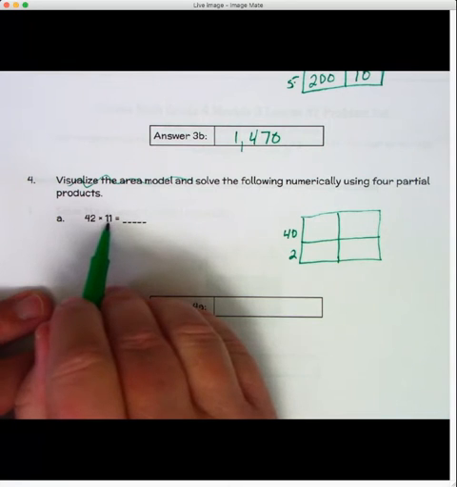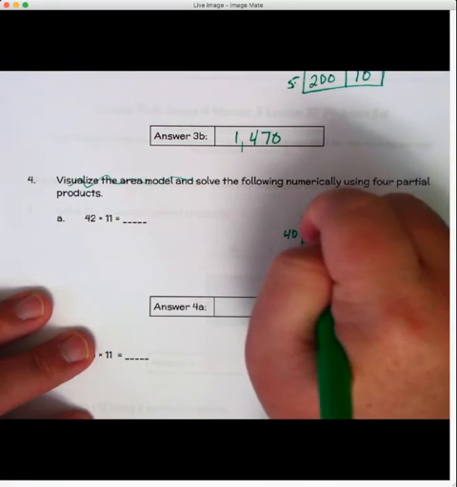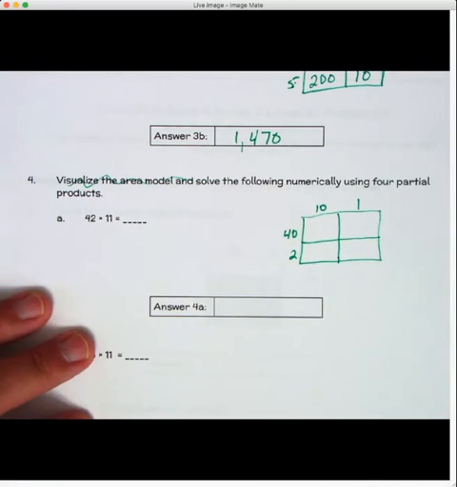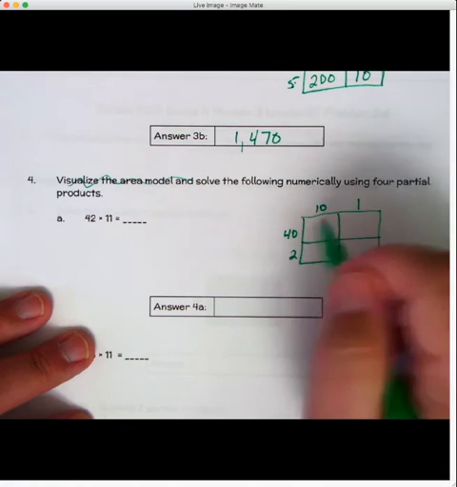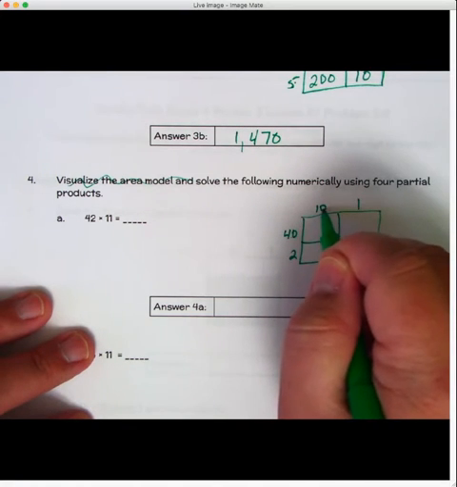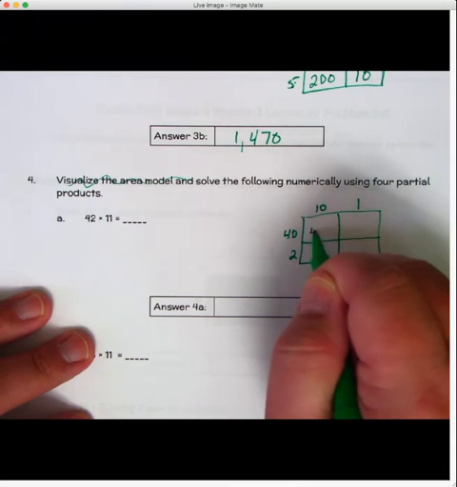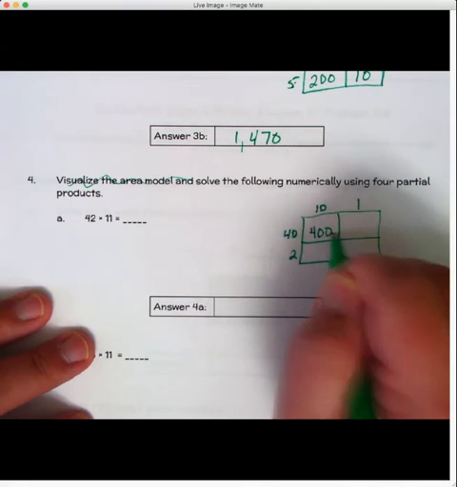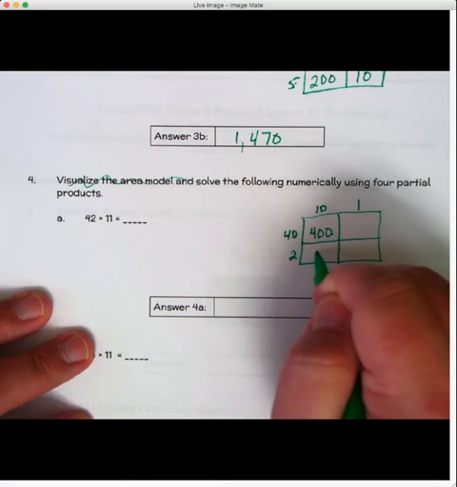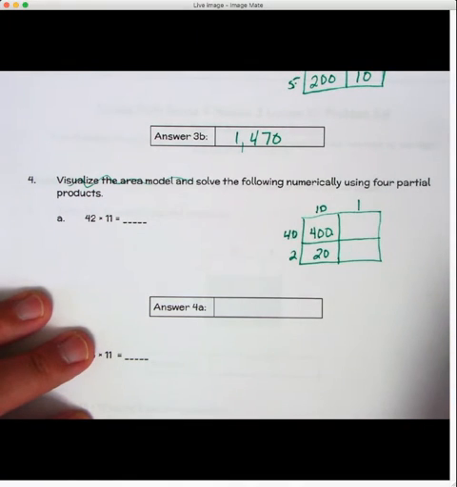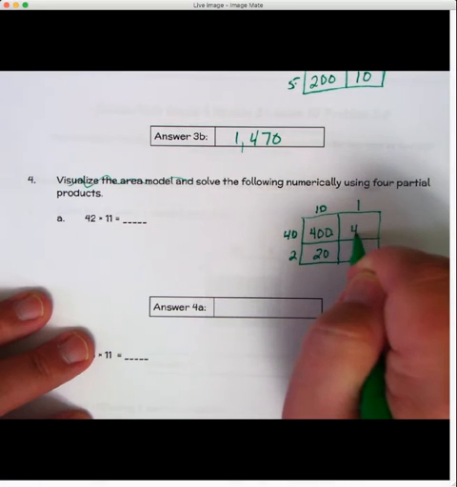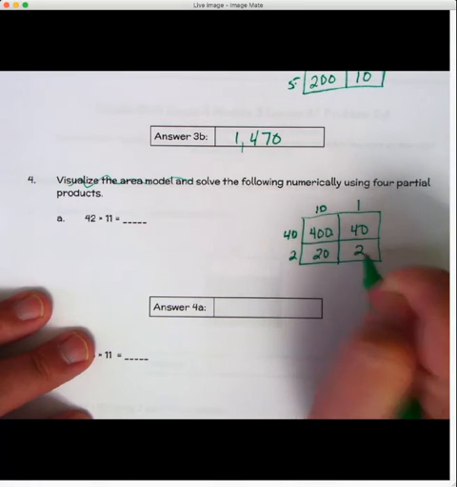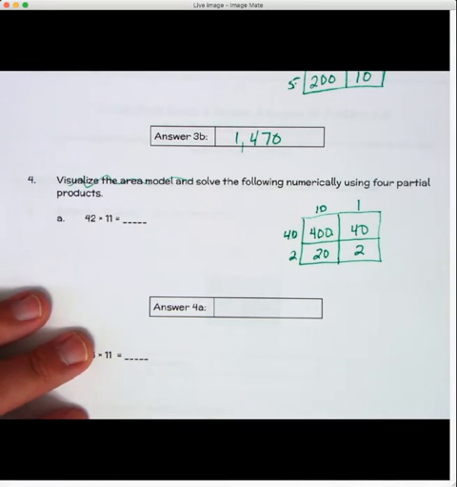Oh, we got an easy number this time. 11, make it a 10 and a 1. I like multiplying by 1, don't you? That's super easy. 40 times 10. Well, we just add that 0 to 40 and make it 400, don't we? 1 times 4 is 4. Add these 2 zeros. 2 times 10, easy, 20. 40 times 1, 40. 2 times 1, 2. Told you it was easy to multiply by 1, isn't it?